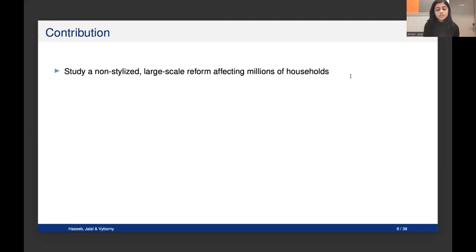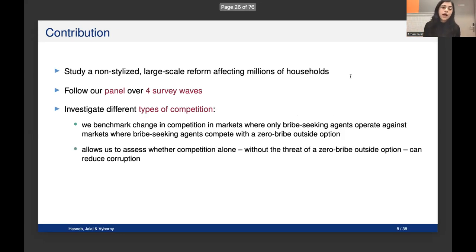Our contribution is to study the impact of market competition on corruption in a non-stylized, large-scale reform that affects millions of households. We follow these households over four survey waves, and we have a panel, so we're able to look at this in quite a rich way. We're also able to give quite a nuanced understanding of what type of competition you really need to eliminate corruption.